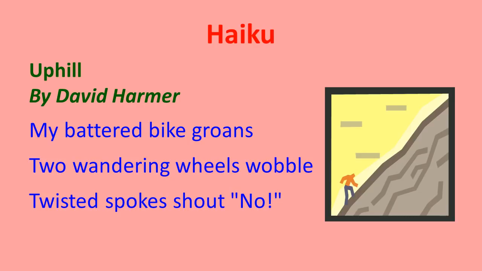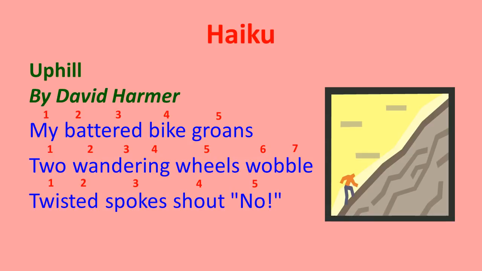This is a haiku because it contains three lines and it has the requisite number of syllables in each line. Line one contains five syllables, my battered bike groans. Line two contains seven syllables, two wandering wheels wobble. And line three contains five syllables, twisted spokes shout no.